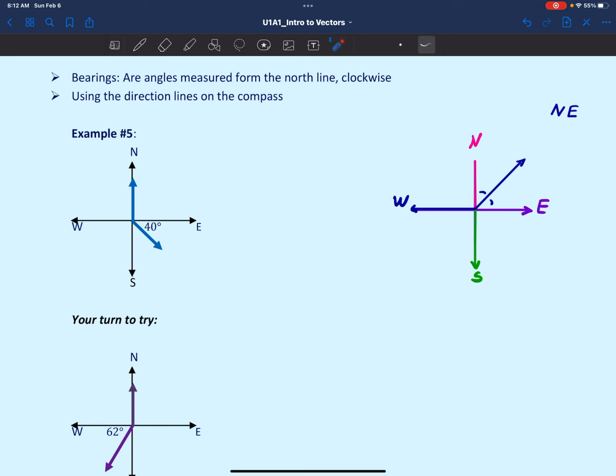Now, bearings, on the other hand, do not use the symbols north, east, south, and west. Bearings consist of 3 numbers. For example, if we're trying to find the bearing of this particular vector here, which can represent displacement, by the way, then we start from the north line and move clockwise. You can see here we have 90 degrees and here we have 40. So the answer is 130 degrees, a bearing of 130 degrees.